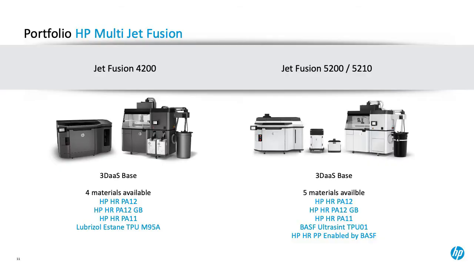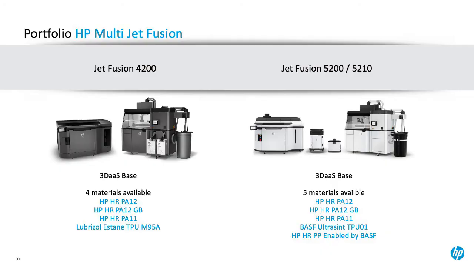We've talked about the technology, so what kind of printers does this technology work on today? HP has two different production solutions available today, the 4200 series and the 5200 series. And you can see the different rigid and elastomer materials that are available for both of those. On the 4200 series, the PA11, PA12 glass beads, as well as the TPU material are available. And on the 5200, the PA12 glass beads, PA11, PP, and TPU materials are available. What are the differences between these two solutions?